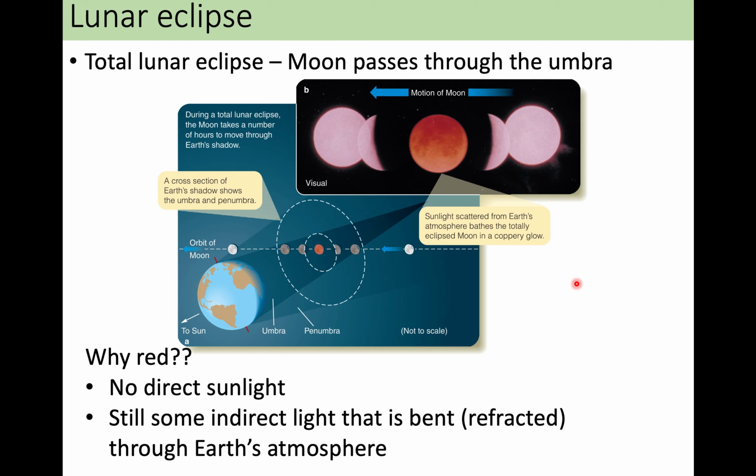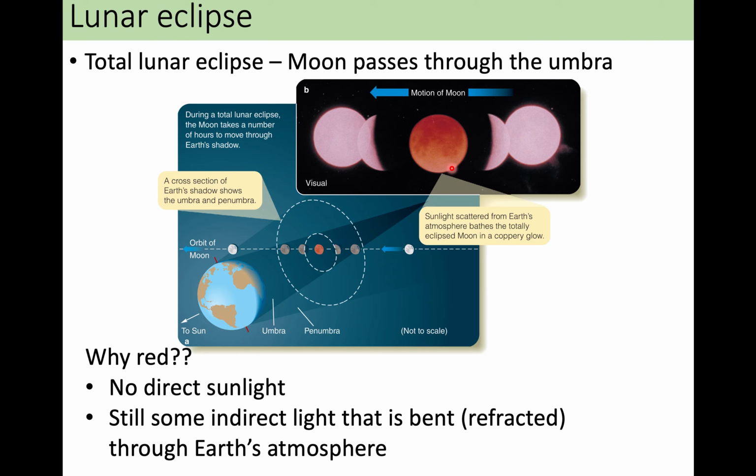So the total lunar eclipse, when the moon passes into that shadow, the moon doesn't go dark, it actually turns red. It turns a coppery color, sometimes called a sunset moon. It turns a red color. And that's because it's not getting any direct sunlight.